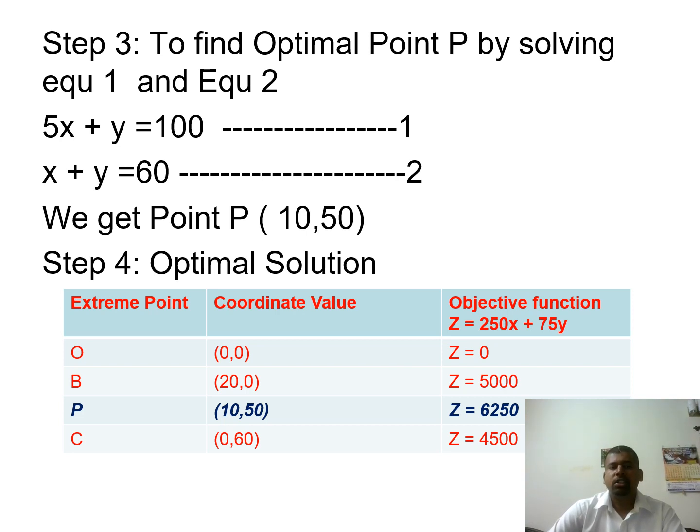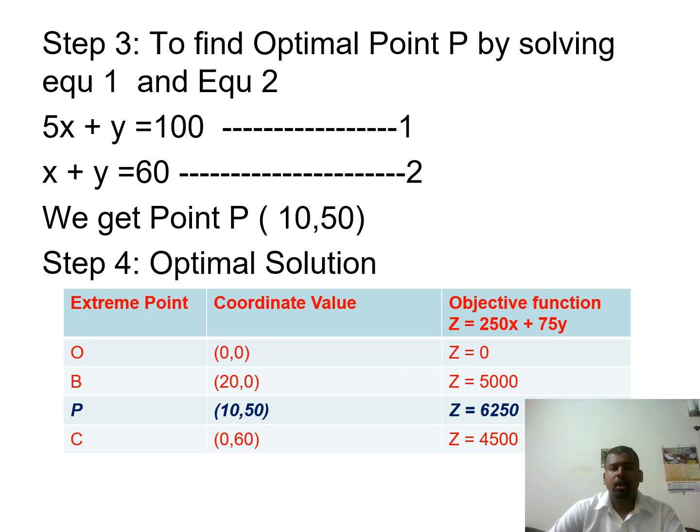Second, the extreme point is B. For that, we have the coordinate value, that is 20, 0. So when I substitute 20 as x and 0 as y in the objective function, I'll get z is equal to 5000. And third, the optimal point P, the corresponding value is 10, 50. I'm substituting 10 as the x value and 50 as the y value in the objective function Z, I'll get 6250. And the last extreme point is C, the corresponding value is 0, 60. On substituting 0 as x and 60 as y in the objective function, Z I'll get as 4500. So what the table basically informs is where the dealer is getting maximum profit.